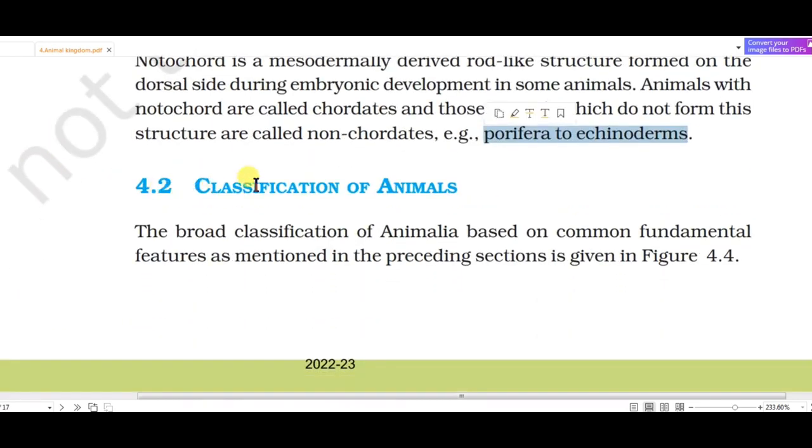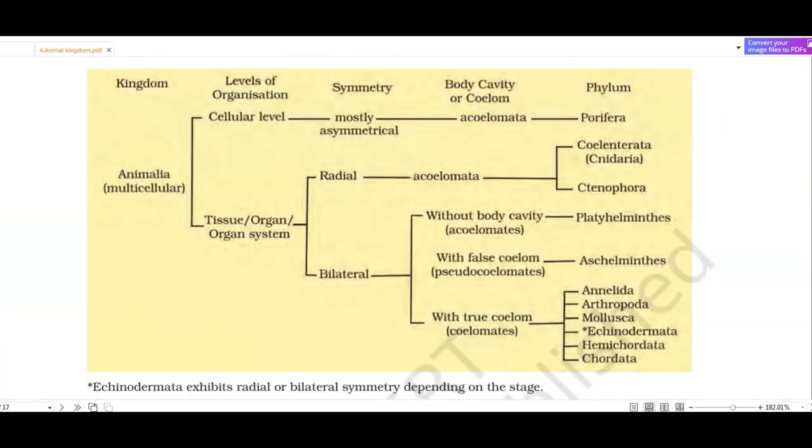Classification of animals. The broad classification of animals is based on the fundamental features as mentioned in the preceding sections, shown in figure 4.4.